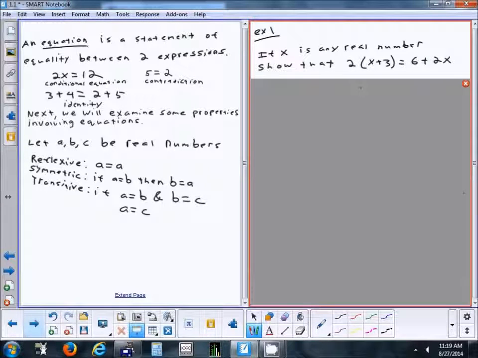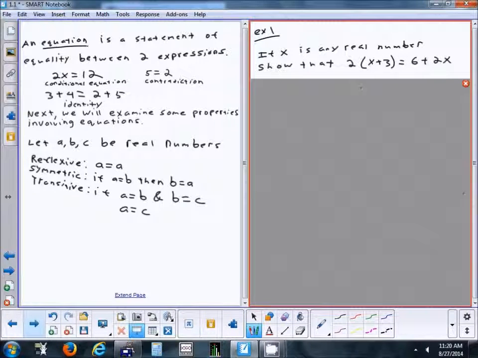So what I want to do is take a look at this equation and start to solve it and write down some of the steps that we would use and the properties. So whether we need the commutative property, associative property, reflexive property, symmetric, whatever properties we need to solve this, I just want to see if we can remember them from the last couple pages. Right, so it says 2 times x plus 3 in parentheses equals 6 plus 2x.